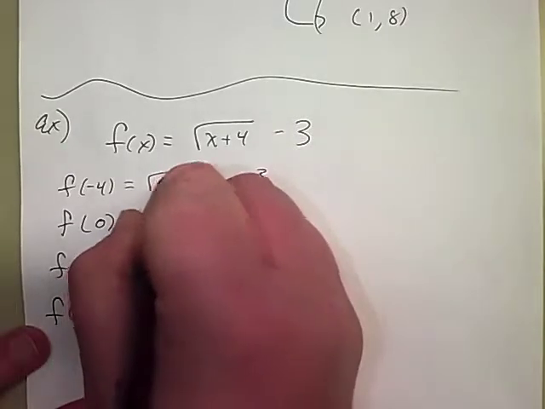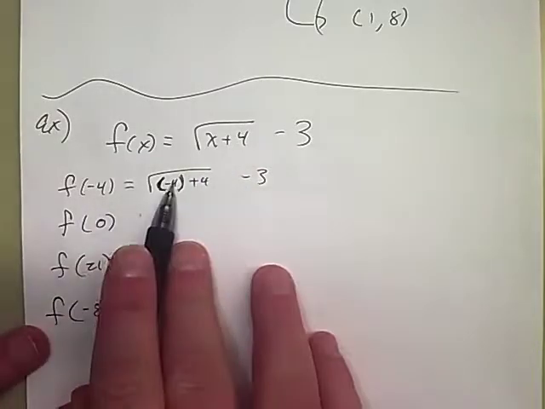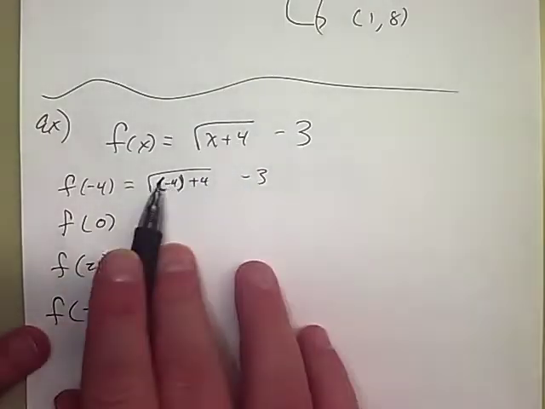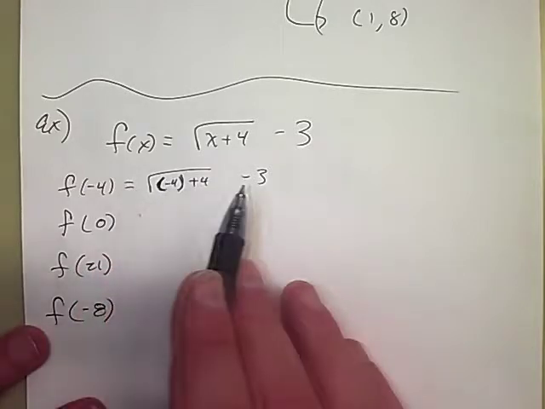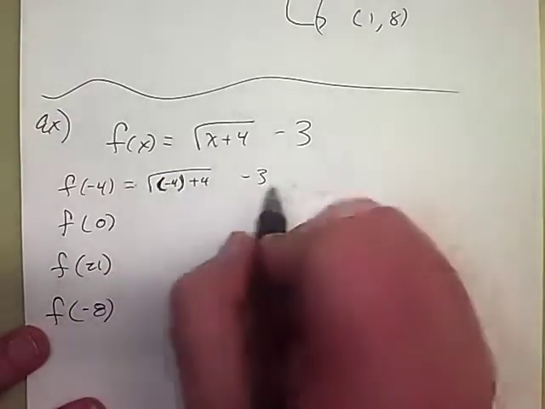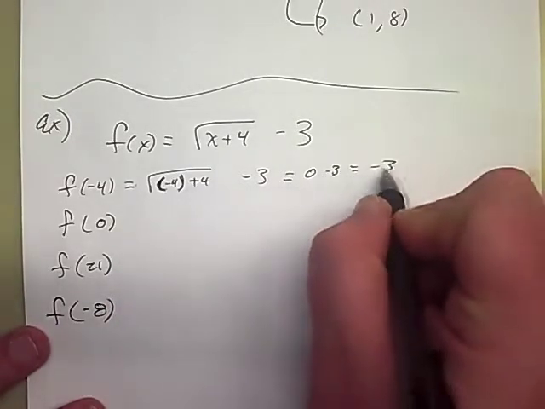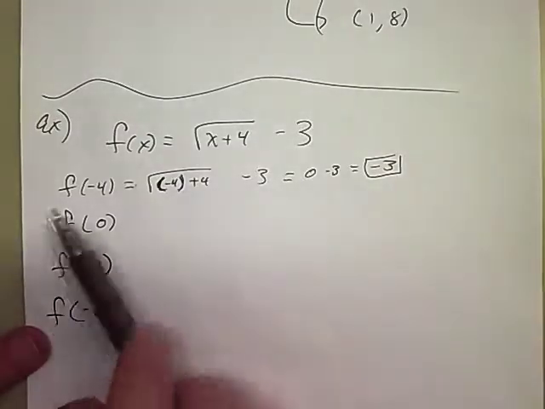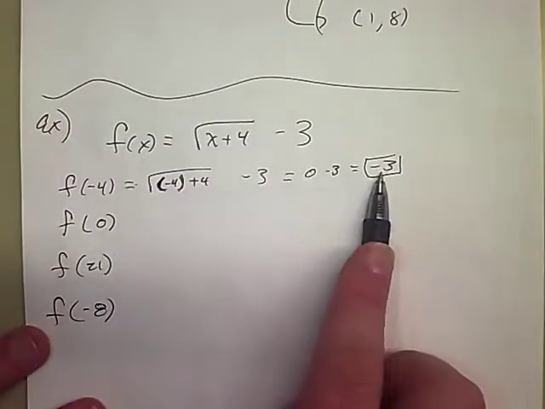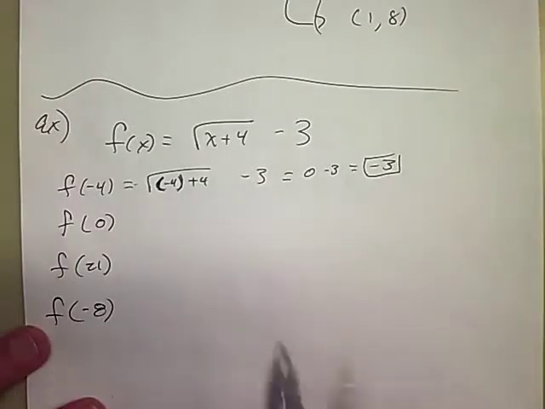And I want to use parentheses. I replace x with parentheses, and then I plug the number in. That's going to come in handy whenever there's a negative or something like that. All right, well, -4 plus 4 is 0, and the square root of 0 is 0, and 0 minus 3 is -3. So this is the point -4, -3.